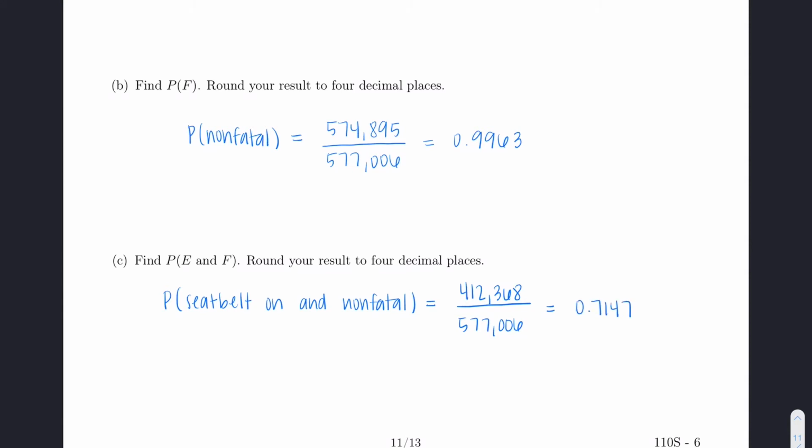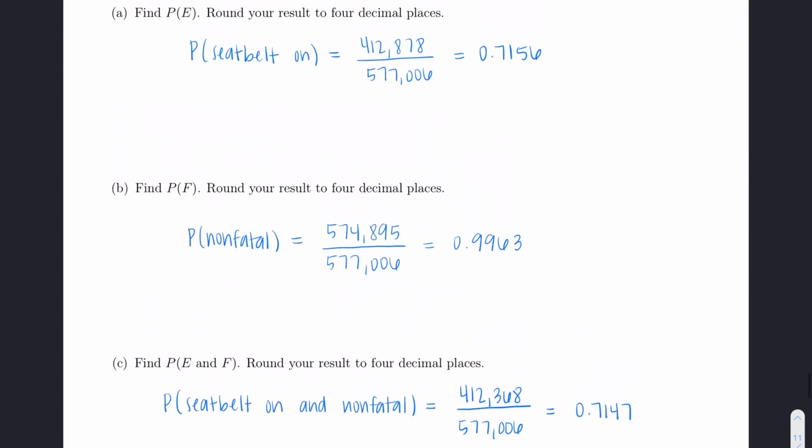When I round this to 4 decimal places, I get 0.7147. And so if you look at the difference between A and C, then you can see that it's pretty close. So the percentage of people wearing their seatbelt and the percentage of people wearing their seatbelt who were in a non-fatal accident are pretty much the same, right? So wear your seatbelt.